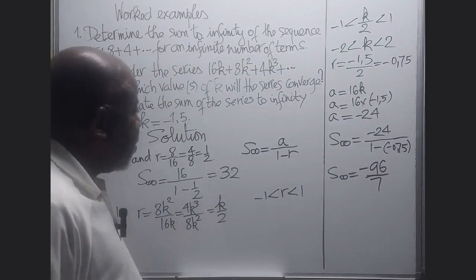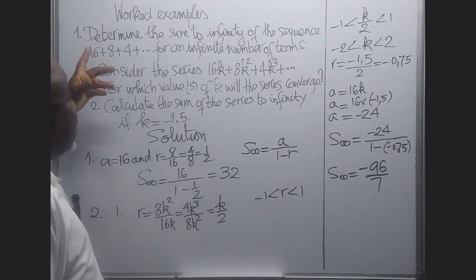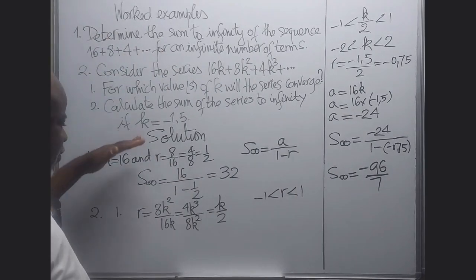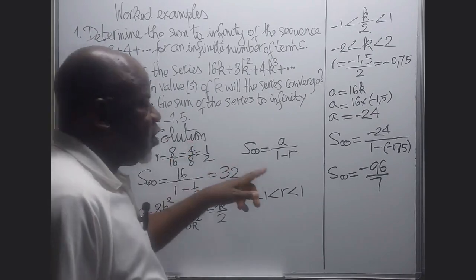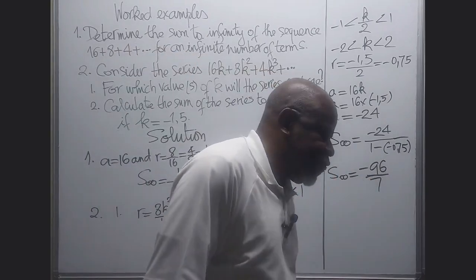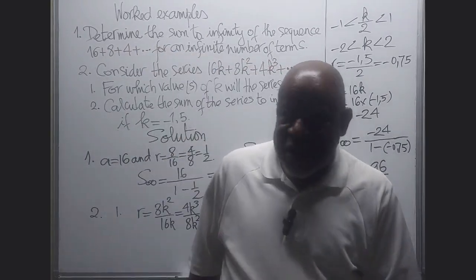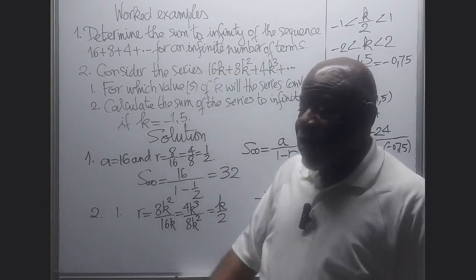So we are practically done. Our two worked examples: the first one, the solution is here, and the second one, the sum to infinity is negative 96 over 7. We are done with the worked examples.